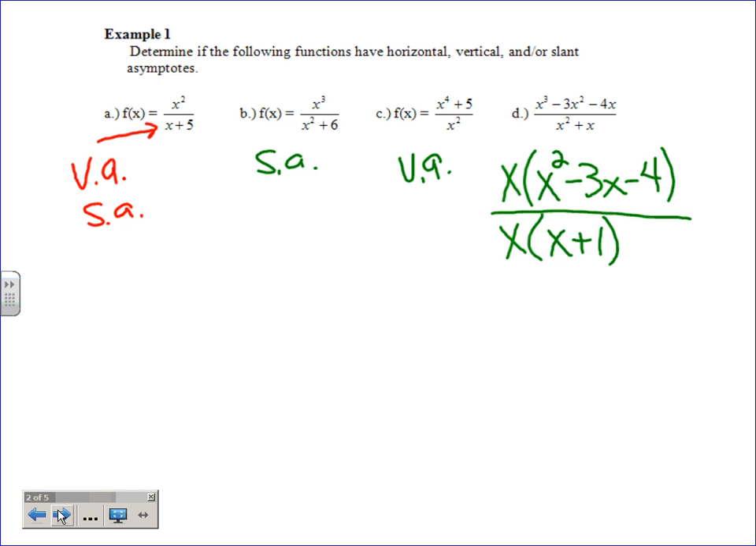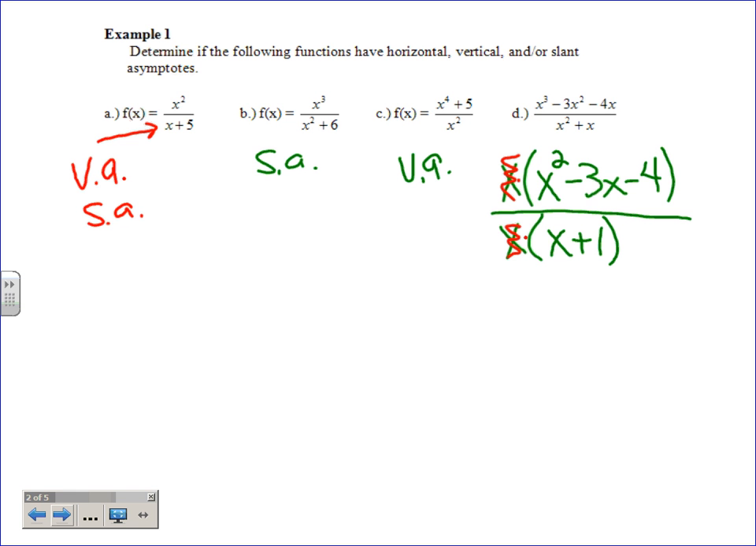Have I factored that properly? Have I done anything wrong? No, I factored it right. Can I cross anything off? Now that this is multiplication in here, can I cross? I can cross that with that. Now, do these directions say to find any holes? No. Does this one have one? Yeah, but I don't have to write it down. I know that.